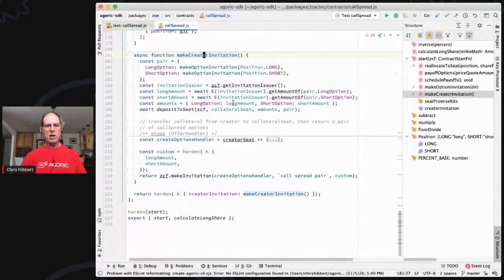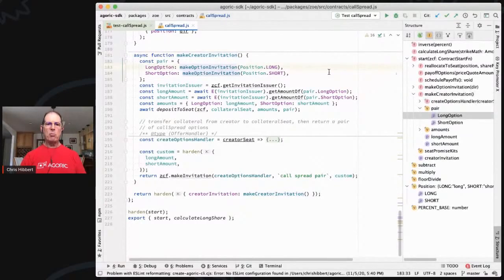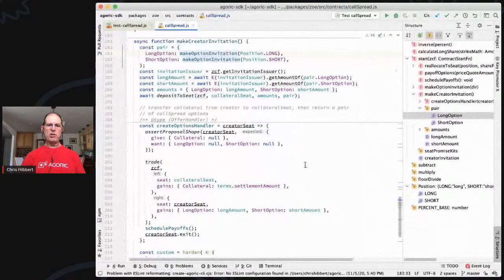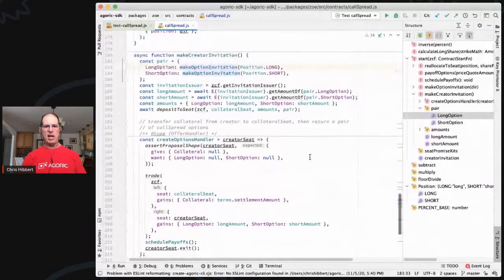So what make creator invitation does is it makes the two invitations that will be the assets that the long position and the short position get. Those are pretty simple invitations because all they do is they don't do any calculation. They just give a payout at the end.